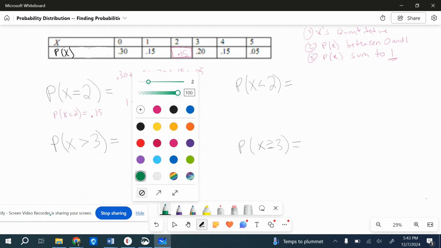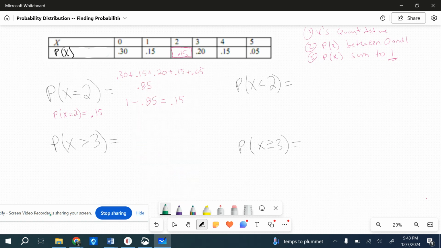So on my second question over here, this means I'm finding the probability that x is less than 2. Well, what are my numbers that are less than 2? Well, here's 2. Which numbers are less? Less is to the left, right? So I've got the probability that x equals 1 is less than 2. And then 0 is also less than 2.